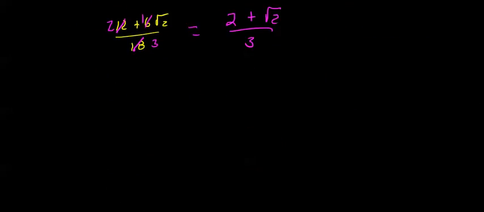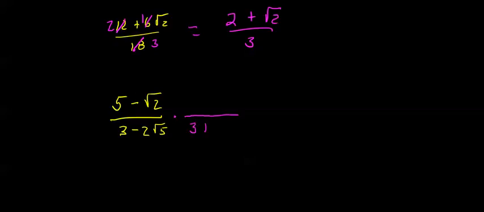Let's look at one more. I'm going to have 5 minus radical 2 over 3, let me pause this. All right, we have 5 minus radical 2 over 3 minus 2 radical 5. Here we have a radical on the top and the bottom. Doesn't matter, we multiply top and bottom by the conjugate of the denominator, 3 plus 2 radical 5, 3 plus 2 radical 5.